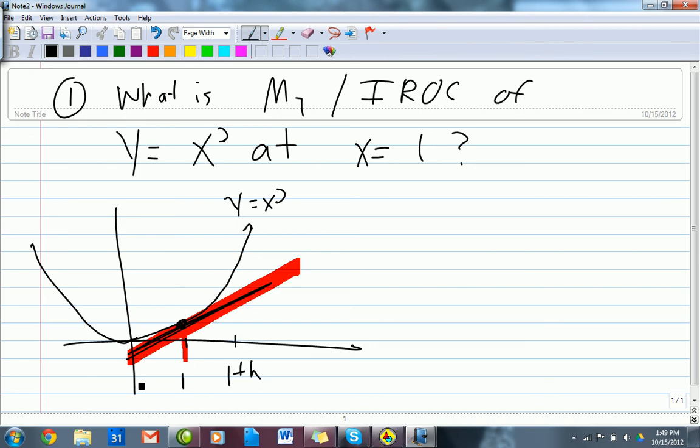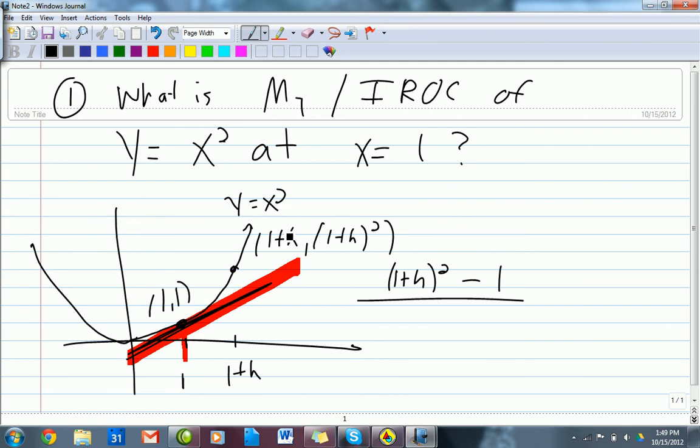Okay, I'm going to start with 2 points on the curve. 1 and then 1 squared, which is 1. And then a point after 1. So I'll call it 1 plus h, and then the quantity 1 plus h squared, because it's going into the squared function. Okay? So now the slope of the secant line, average rate of change, is going to be the difference quotient, the change in y, which is 1 plus h squared minus 1, all over the change in x, 1 plus h minus 1, which is just h.